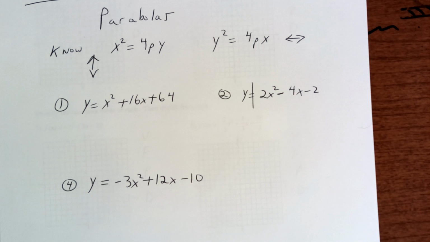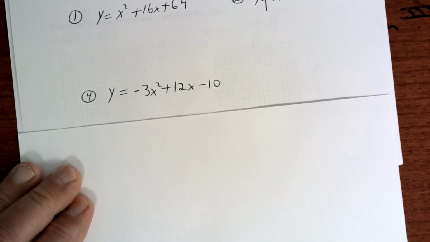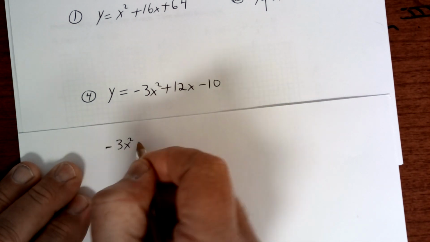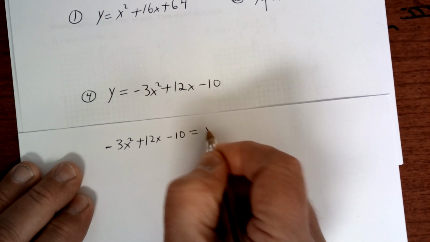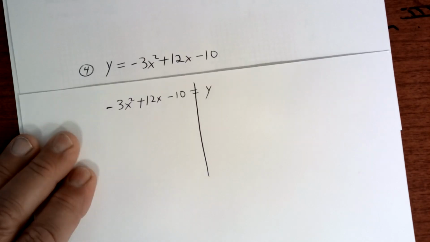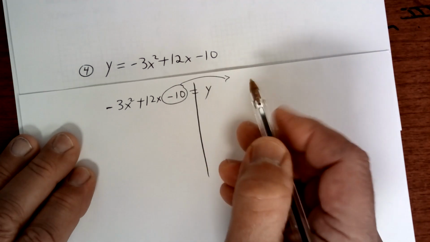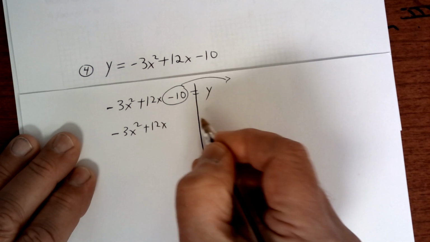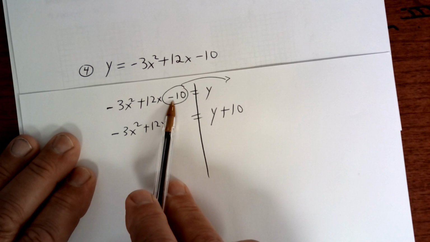Let's try one more. Copy this one down. And let's rewrite it, because I want the x squared over here. So put negative 3x squared plus 12x minus 10 is equal to y. We'll watch a couple of videos which might help you. Okay? So here we go. First thing I would do is move the 10 to the other side. So I'm going to get negative 3x squared plus 12x is equal to y plus 10, because you moved it from a negative side right here, it becomes a positive.